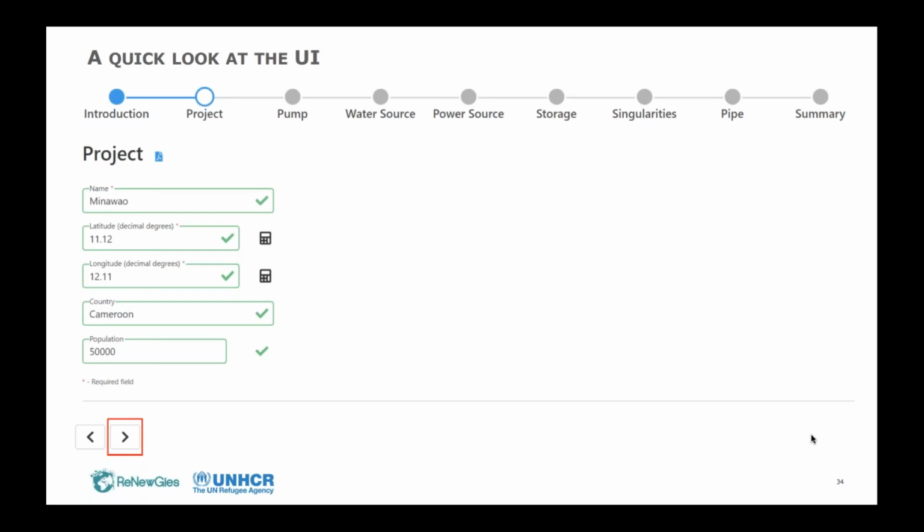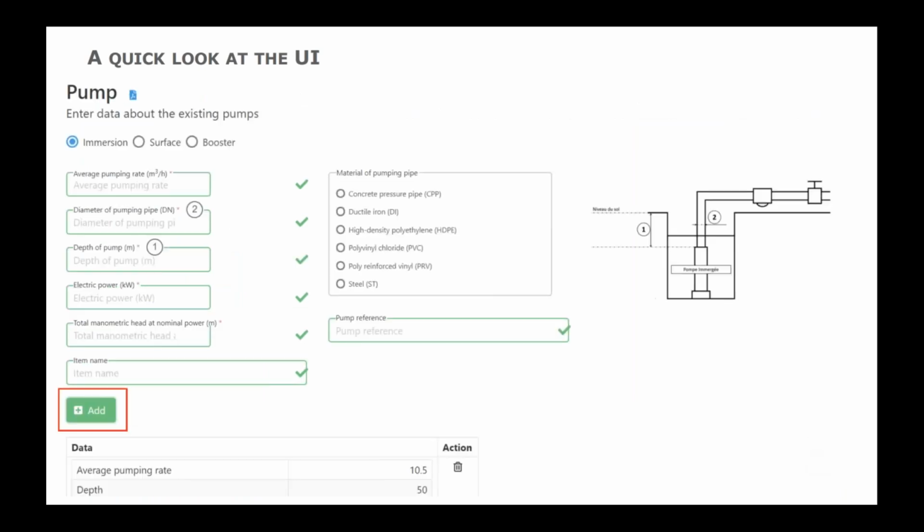So the next slide will be a quick view of the UI and the way it is built. We aimed to build a UI that is very simple, with very few inputs at each page, or each view, as we call them. The first view will be a global assessment of the project, in which the user will have to enter a name, a location, and a population that will need water. On the next slide, we will see the pump view, in which the user will be able to enter key figures about as many pumps as are needed or as are present in his camp.